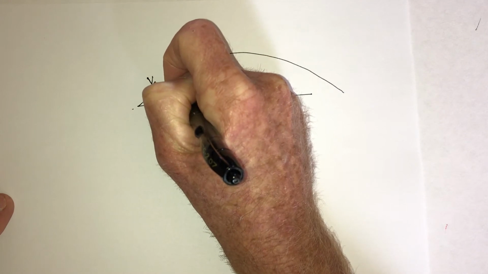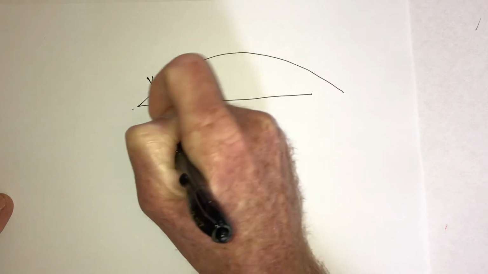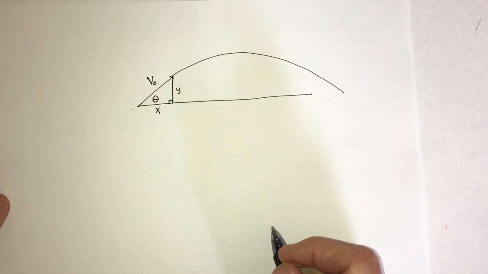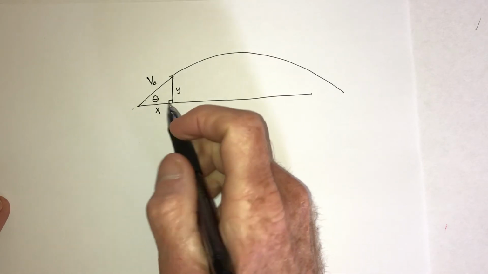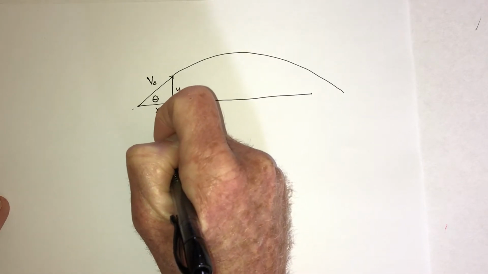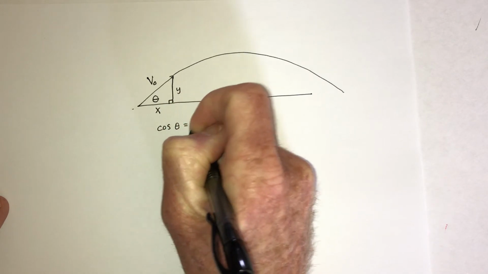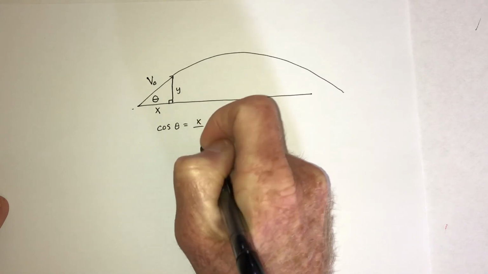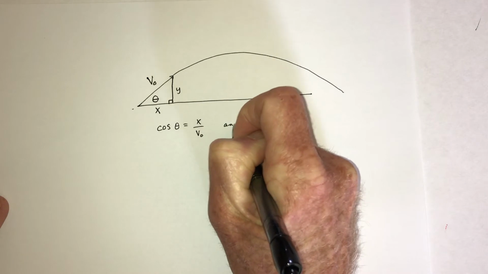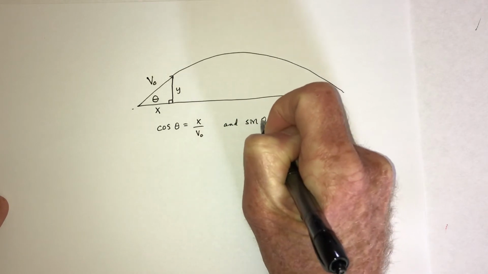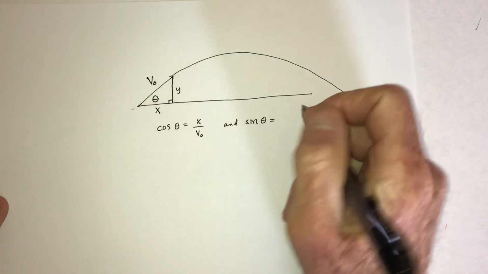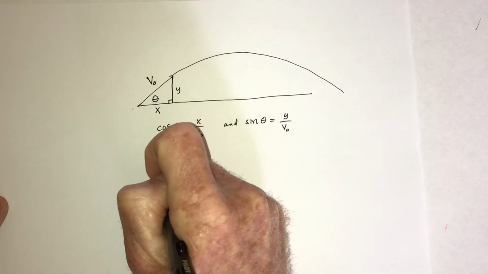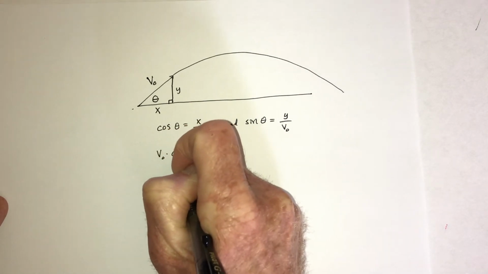Now from the end of the cannon it goes straight down to the ground, and we would have horizontal and vertical components, x and y. So you can just use sine and cosine. Cosine of theta is equal to adjacent over hypotenuse, and sine of theta is opposite over hypotenuse. And in here I could solve for x, so it's going to be the initial velocity times cosine of theta.